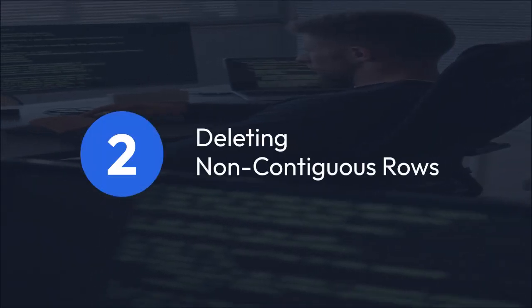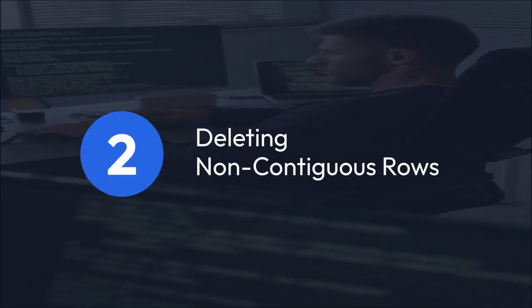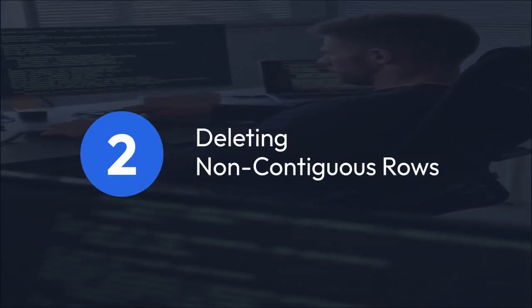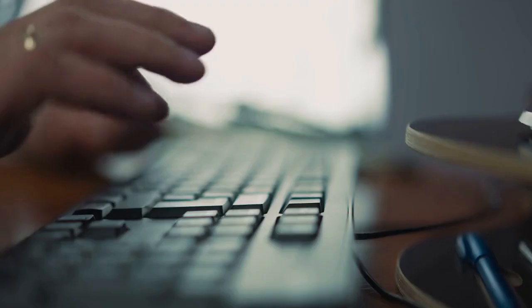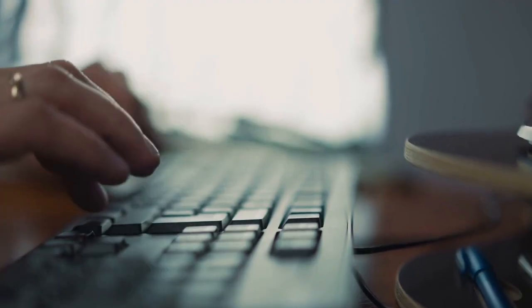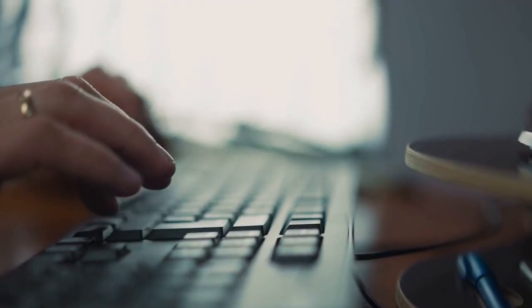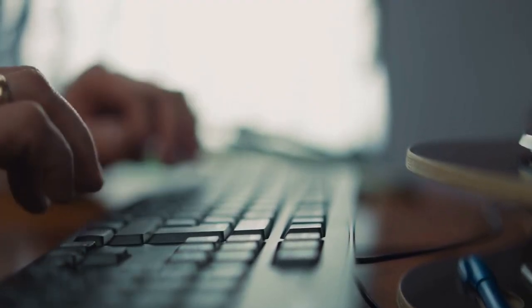2. Deleting non-contiguous rows. If the rows aren't next to each other, you need a slightly different approach. Click the row number of the first row you want to delete, then hold down the Control key or Command key on a Mac, and click on the row numbers of all the other rows you wish to remove.